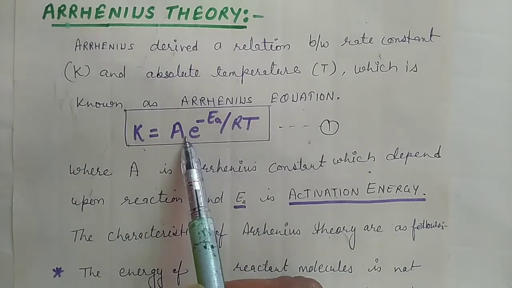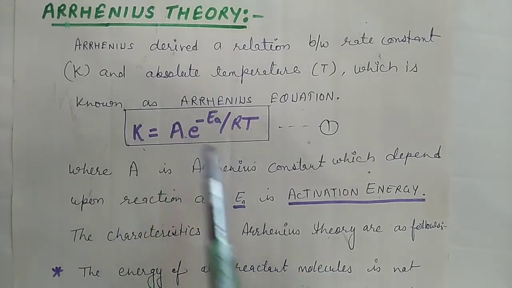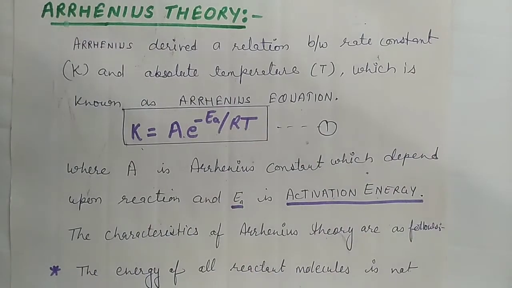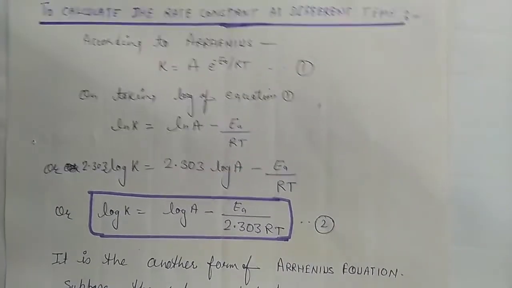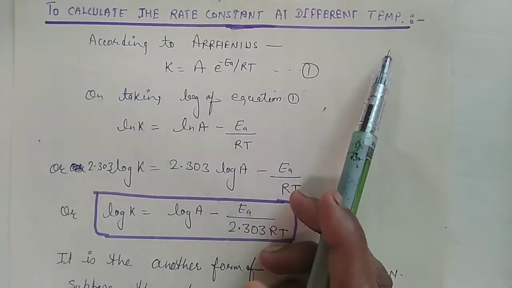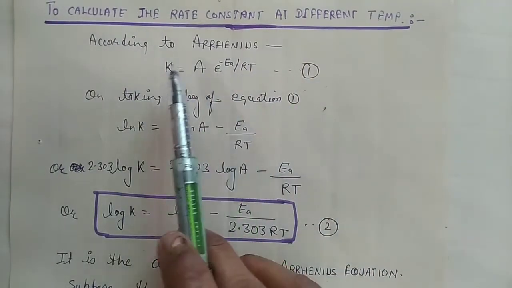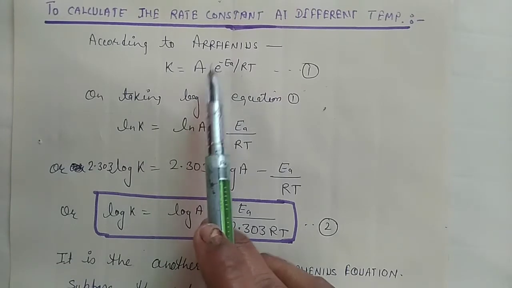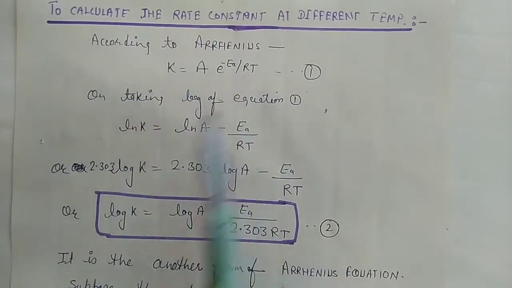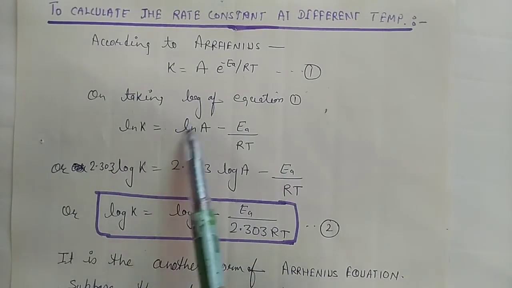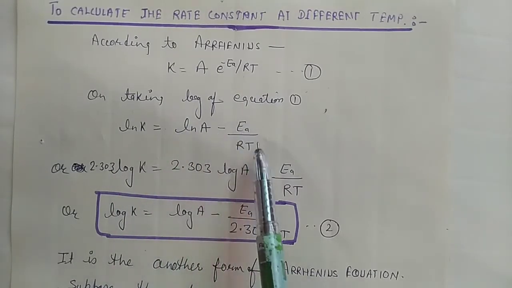With the help of this Arrhenius equation, we can calculate the rate constant at different temperatures. Okay, now we will calculate the rate constant at different temperatures. It is the Arrhenius equation. K is equal to A exponential to the power minus EA upon RT. On taking log of equation 1, we can write ln K is equal to ln A minus EA upon RT.